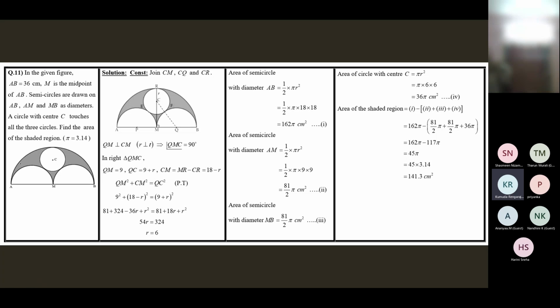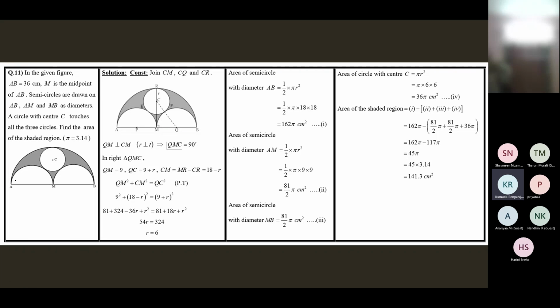So clearly the area of the shaded region is the area of this big semicircle, minus the area of this semicircle, minus the area of the other semicircle, minus the area of this circle. In other words, we find the area of this outer semicircle, then the area of this one and this one, and add them up. The area of the outer semicircle minus the sum which we got will give you the area of the shaded region.